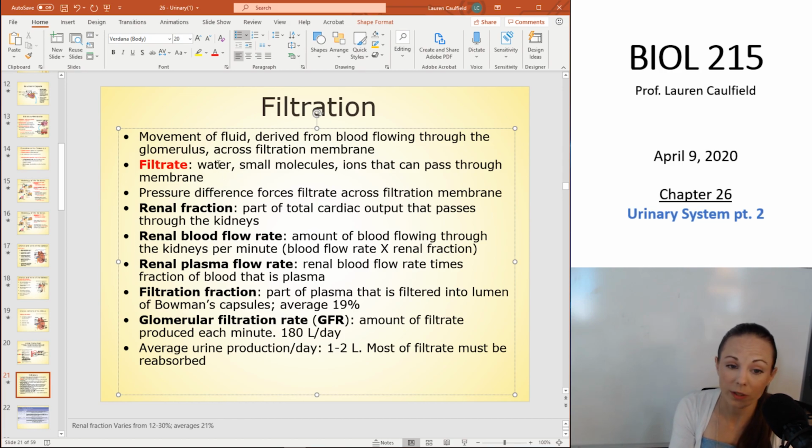What it's going to contain is mostly water, small molecules and ions that can pass through that filtration membrane. It's going to pass through those fenestrae, and it's going to pass through those filtration slits between the podocytes.